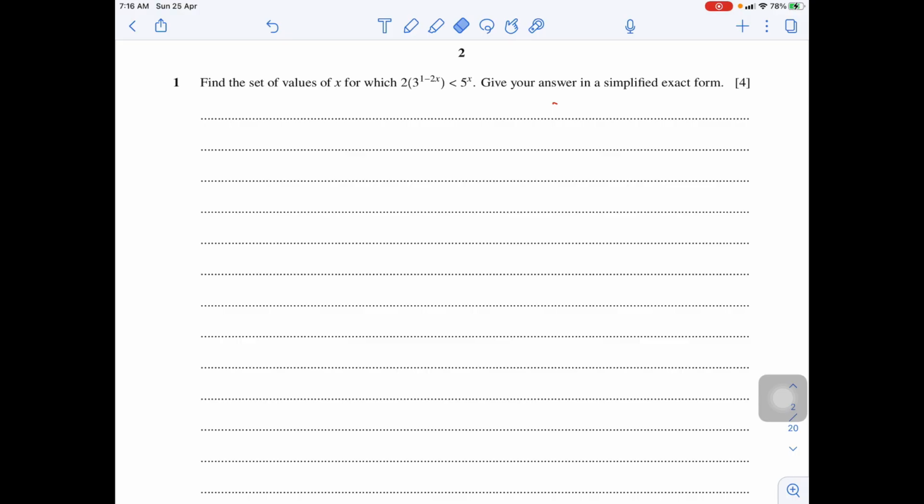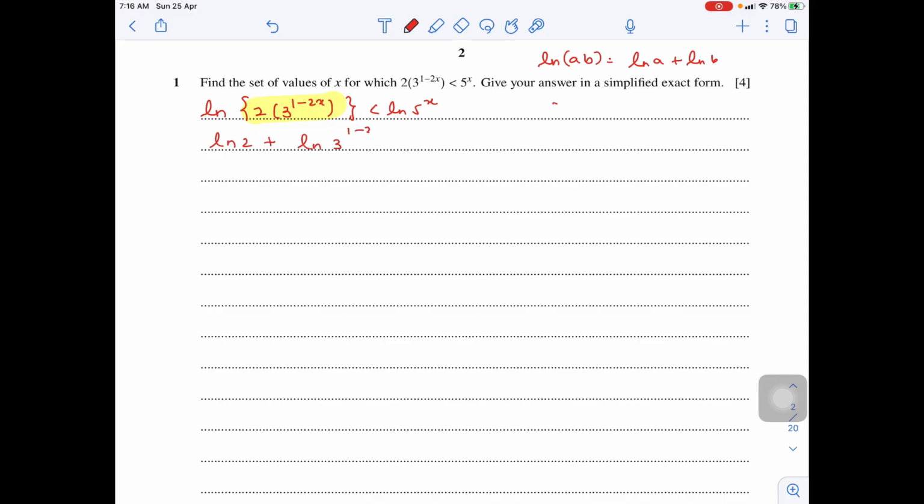Today we are trying paper 31, May June 2020. Find the set of values of x for which 3 to the power 1 minus 2x is less than 5. So take ln on both sides. So when taking ln on both sides, I can write ln 3 to the power 1 minus 2x less than ln 5 to the power x.